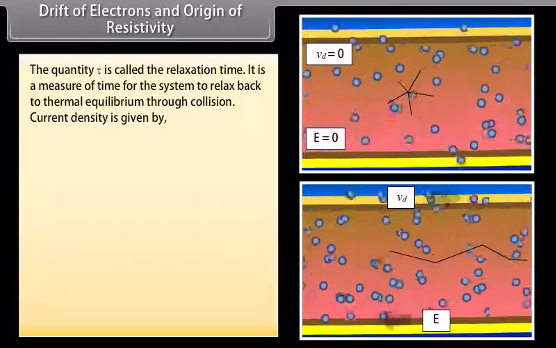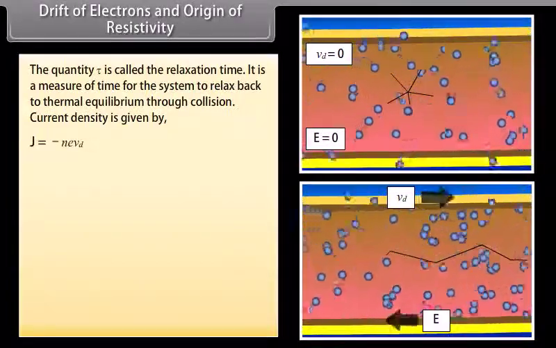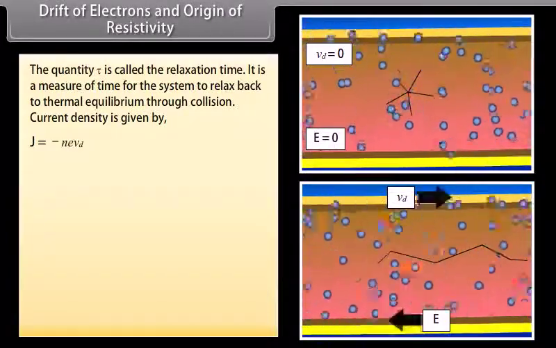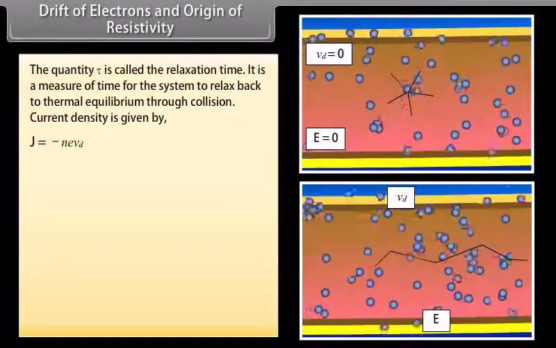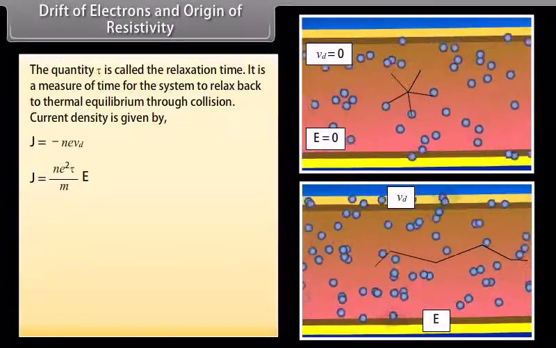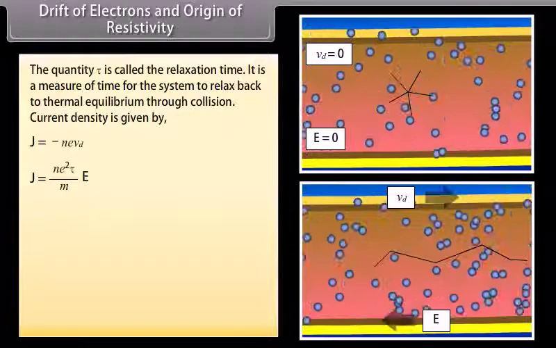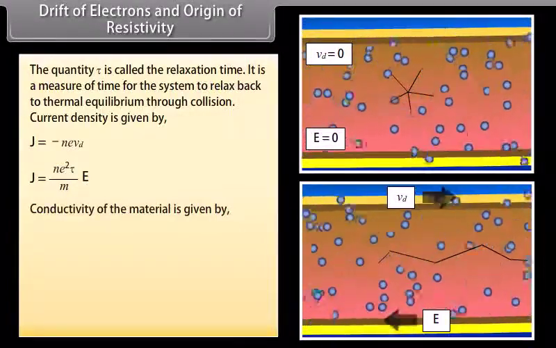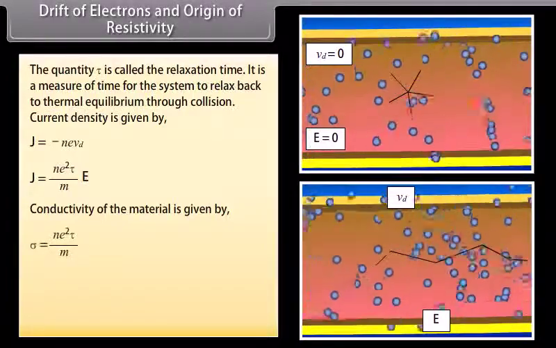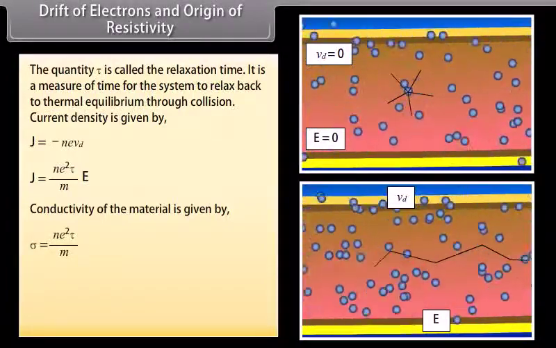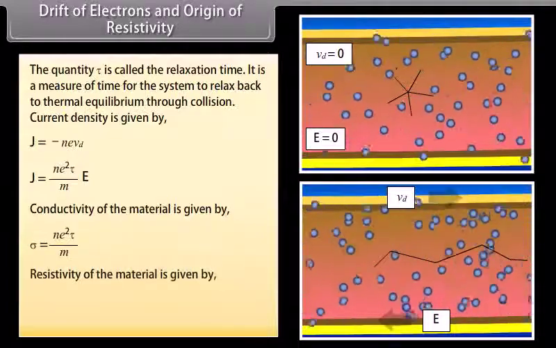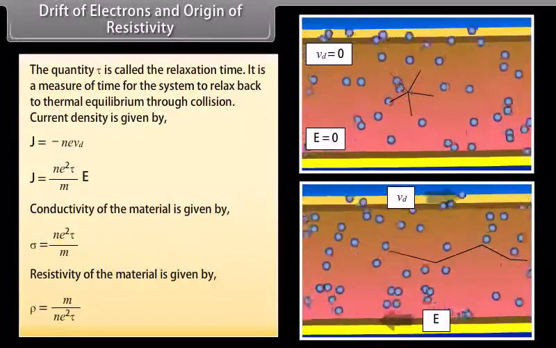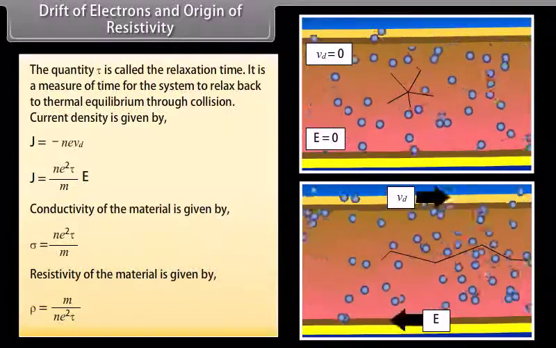Current density is given by J = -neVd. Putting the value of Vd in the above equation, we get J = ne² tau upon m multiplied by E. Hence, conductivity of the material is given by sigma = ne² tau upon m, and resistivity of the material is given by rho = m upon the product of n, e² and tau.